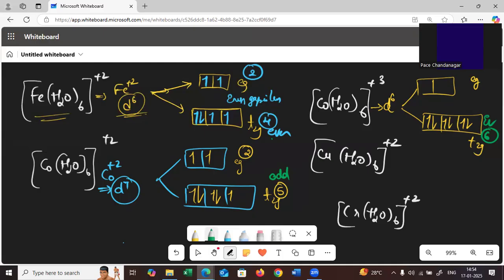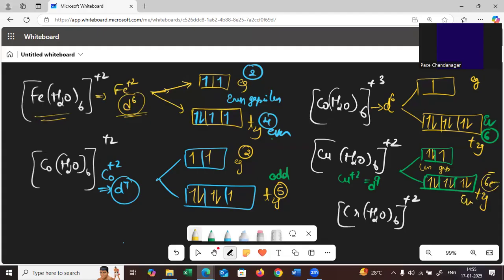And then copper with plus 2. Copper with plus 2 would be 9 electrons, which means d9. In d9, you will split the electrons into your orbitals here, taking them as you will start from the lower only always. 1, 2, 3, then 4. You have the lower gap only, less energy gap. 1, 2, 3, 4, 5, 6, 7, 8, and then 9. So here in your T2g, you have 6 electrons, which is even.